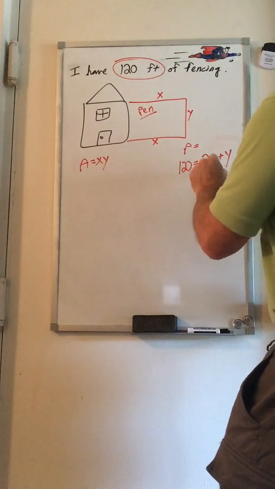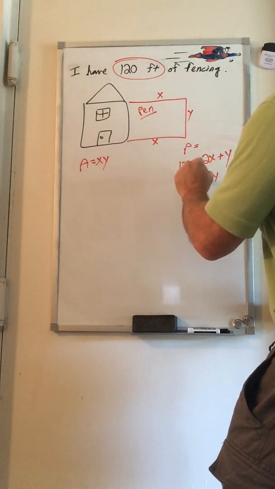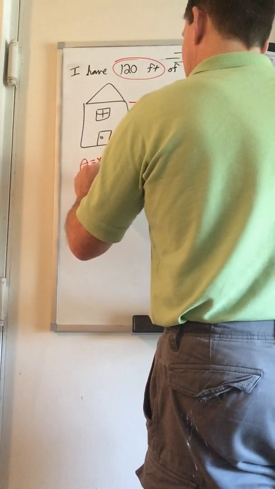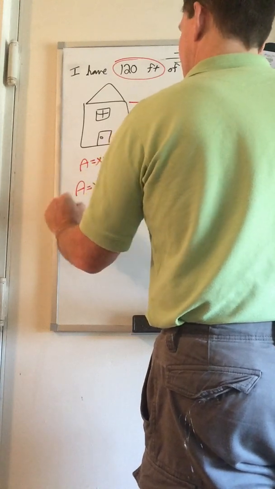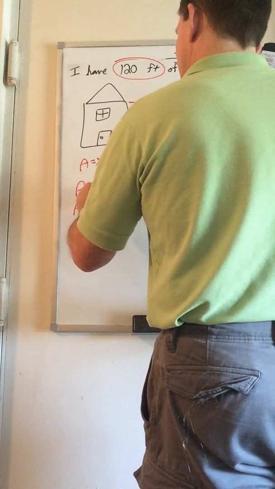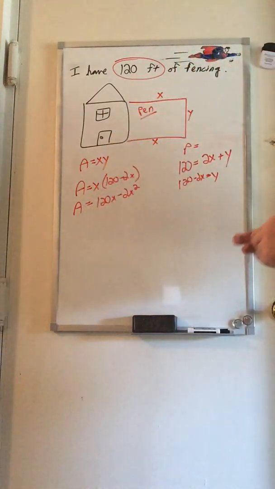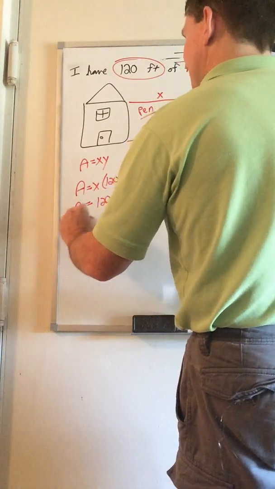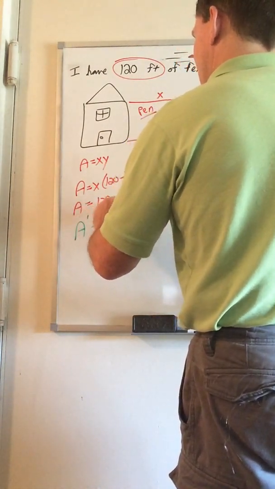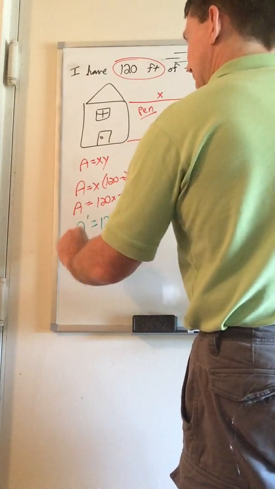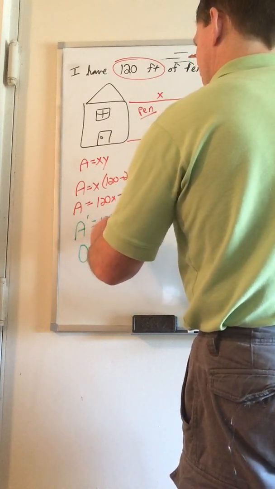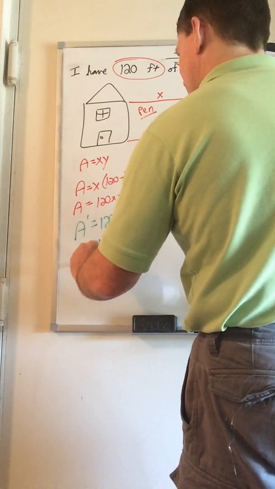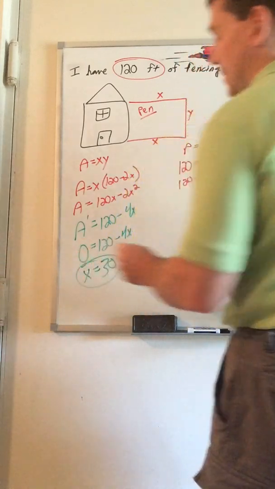But now, I still have an equation. I'll solve this for y since it's easier. y equals 120 minus 2x. Now substitute in over there. A equals x times 120 minus 2x. So that's 120x minus 2x squared. Now, I do the first derivative test stuff to find the maximum. So I take the derivative, 120 minus 4x, set it to 0. Add the 4x, divide by 4. You get x equals 30.